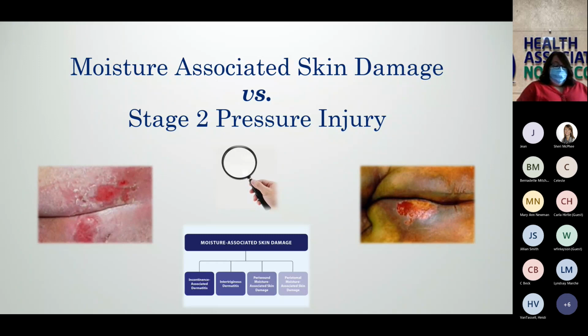As you can see, the characteristics of a stage 2 pressure injury can be used to describe the appearance of moisture-associated skin damage. I also want to take a minute to note the chart here at the bottom and point out IAD, which is incontinence-associated dermatitis. This is the most common form of moisture-associated skin damage. So something to keep in mind for your residents.